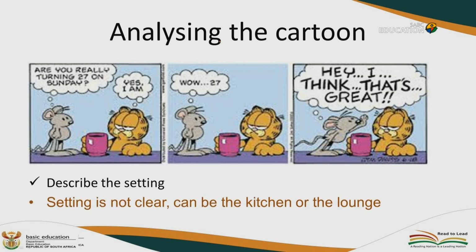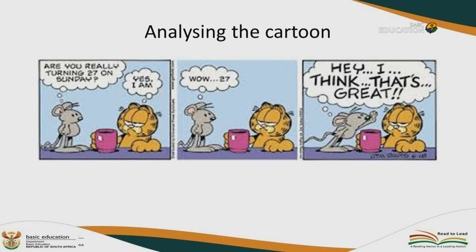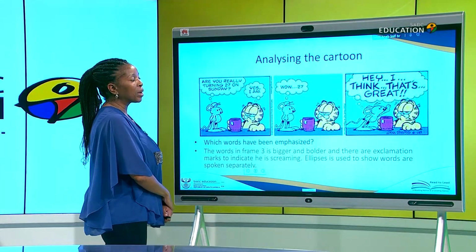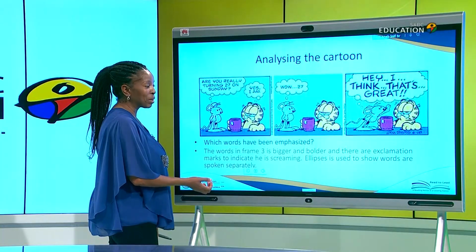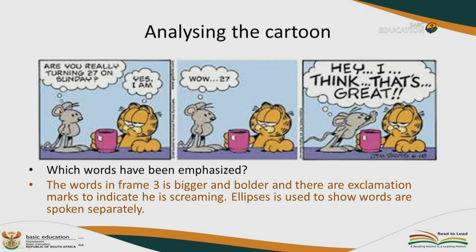So describe the setting. We don't know where the setting is. It could be anywhere in the house. And who is speaking? Obviously the mouse and the cat. And the last questions, which words have been emphasized? The last words in frame 3. They are bigger and bolder, and there are exclamation marks to indicate he's screaming. The ellipsis is to show that words are spoken separately. "Hey, I think that's great." Just to make sure that Garfield hears every word.